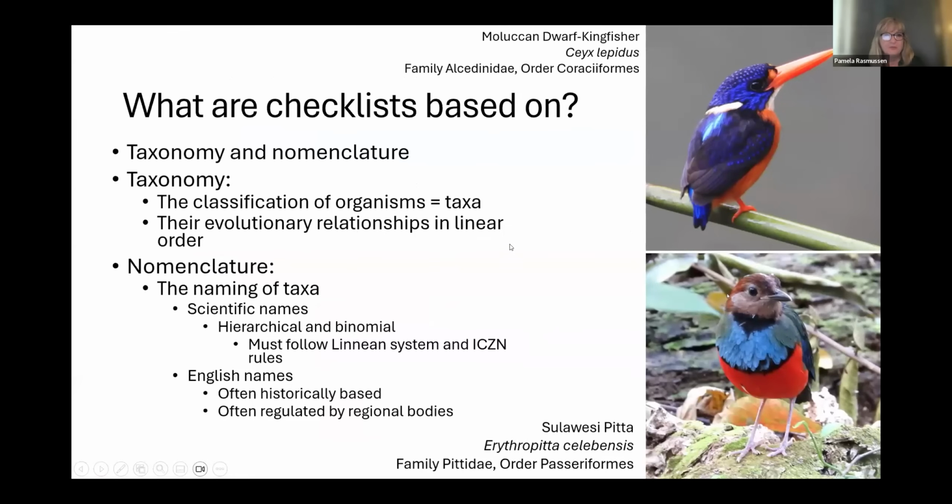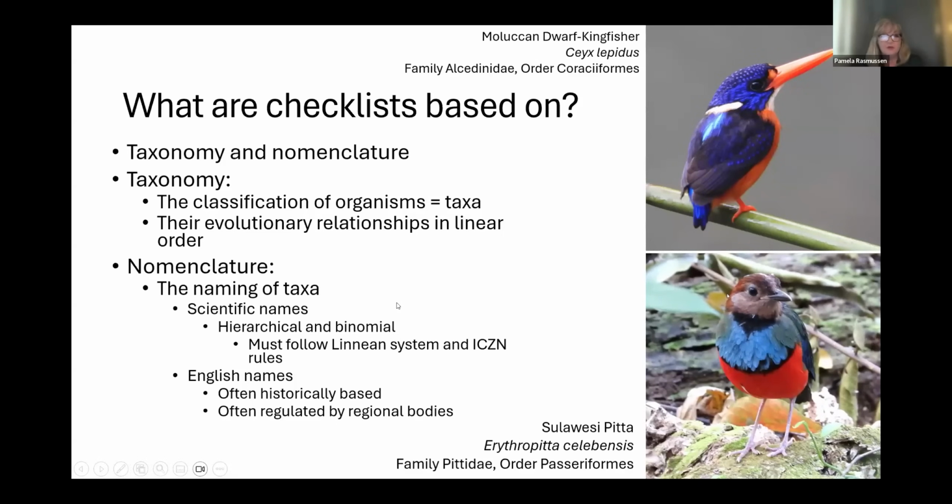I know this will be familiar to many of you, but checklists are not just a random list of all the birds of the world. They're based on the taxonomy, which is the classification of organisms in which their evolutionary relationships, as best as we know them, are arranged in linear order. And we'll be using the term taxa to refer to multiple organisms, and taxon is the singular. And taxa can refer to organisms at any level. It's not just species. Sometimes people get that confused. So just to be clear, a genus is a taxon as well as a species.